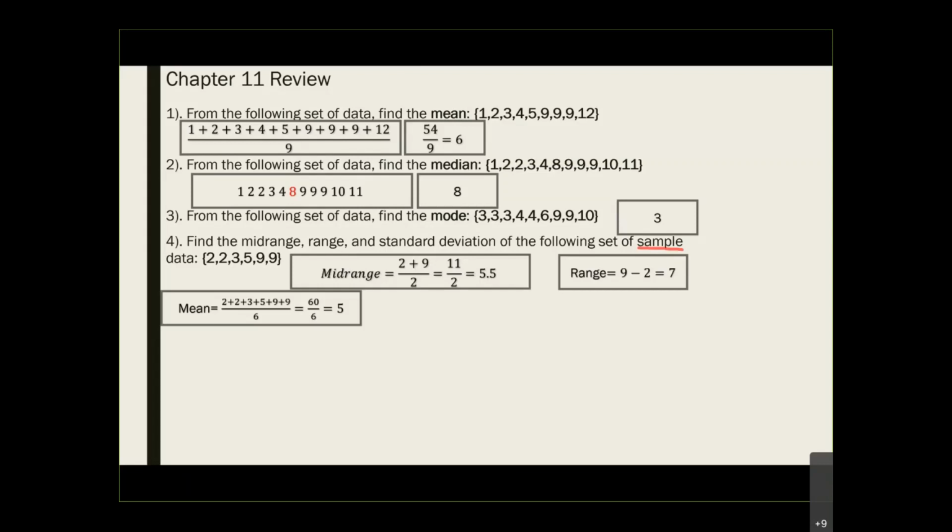Take each of the data, add them up, and divide by, in this case, we have 6 data, so you add them up, divide by 6. I think my number is wrong. I think it is 30. The answer is 5, but this thing here is 30. It's not 60, ladies and gentlemen. It's 30.